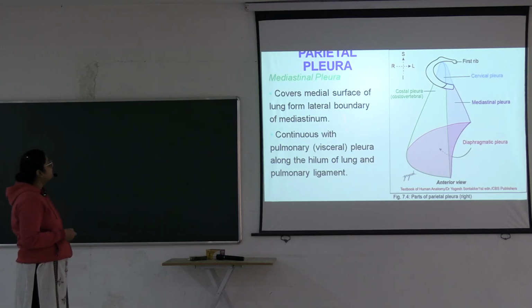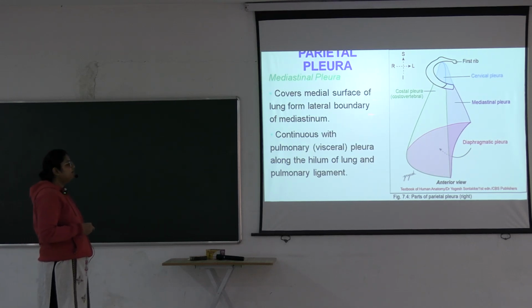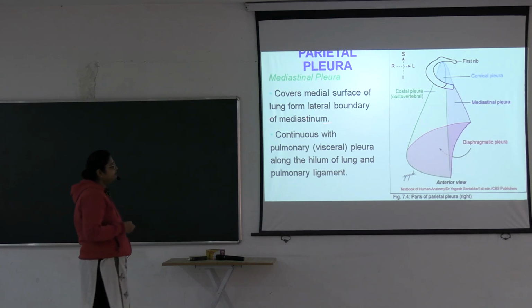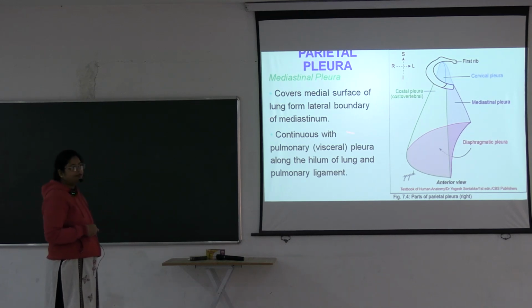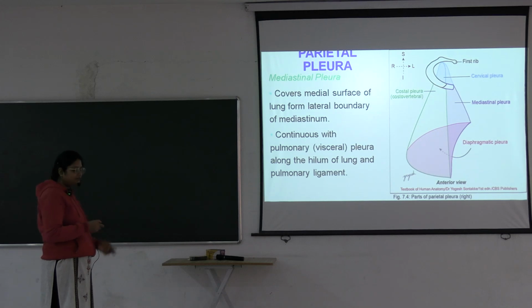Next we go to the mediastinal pleura. It covers the medial surface of lung from the lateral boundary of the mediastinum. So this part is mediastinal pleura, covers the medial surface of the lung from the lateral boundary of the mediastinum. Continuous with the pulmonary visceral pleura along the hilum of the lung and pulmonary ligament. Okay. Here was the root of the lung. So along the root of the lung, it will be continuous with the visceral pleura. You have seen in the previous pictures.